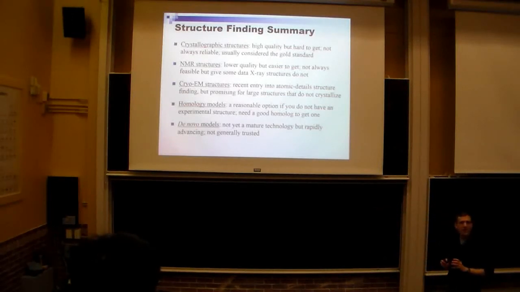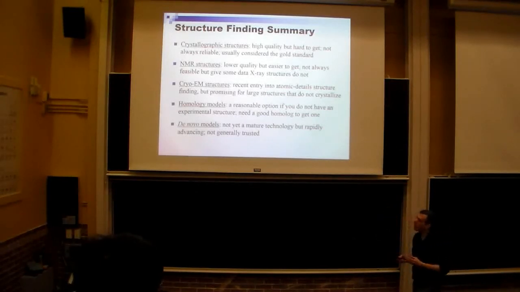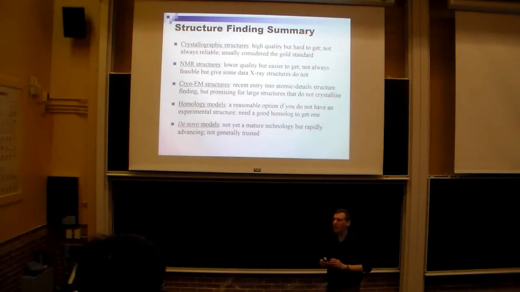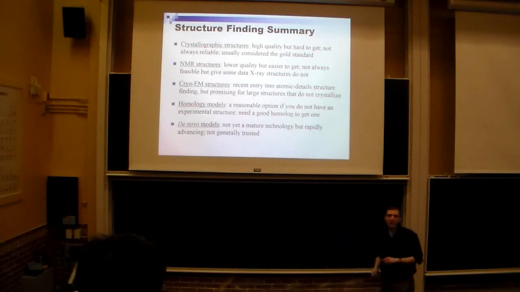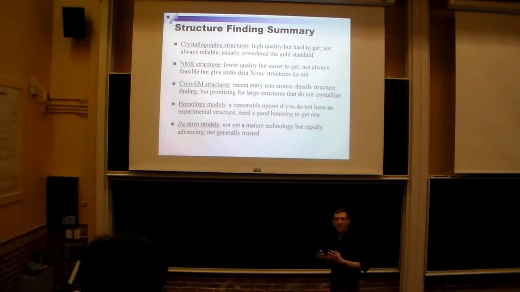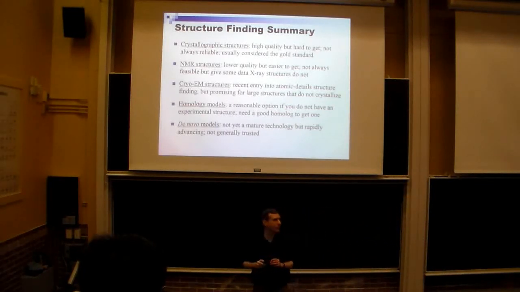Cryo-EM is a technology for large complexes of proteins. It's starting to become an important way people study protein structures in detail. Homology models are a good option that is often quite reliable if you can find a good homologue. And de novo models are a rapidly advancing but still not quite trustworthy technology, but a good thing to know about and always an option if all else fails, to at least get some hypotheses about the structure of your protein. So any last questions about anything before we break for the day?